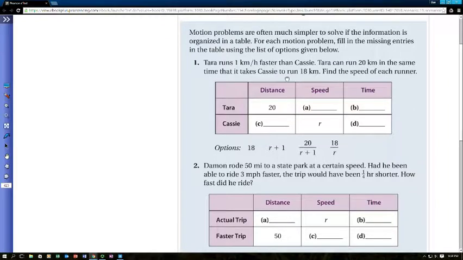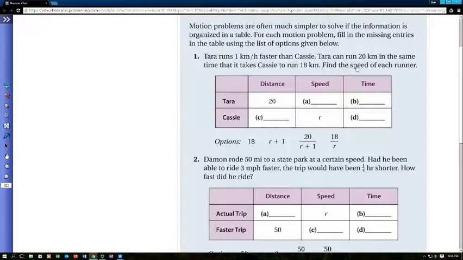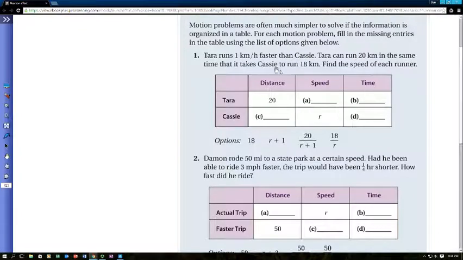Well, we start putting some things into this table, right? You put the things that we know. Well, here we have to define something. So they say, well, let's make Cassie's rate R. And there's a reason you do that, because there's a pretty good expression right here, 1 kilometer faster than Cassie's rate. So what would you put here for A? A would be this R plus 1 would be Tara's rate.